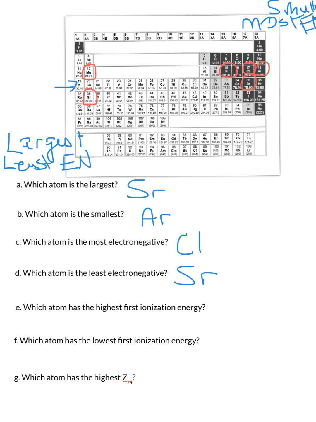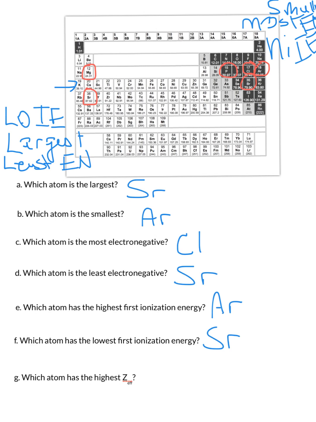The atom with the highest first ionization energy, that goes with most electronegative, highest ionization energy. And in this case, argon is a good answer because we're not trying to add an electron, we're trying to remove it, and argon is going to have the lowest energy orbital. For the lowest first ionization energy, here again we're going to look at the lower left, and strontium is our answer.